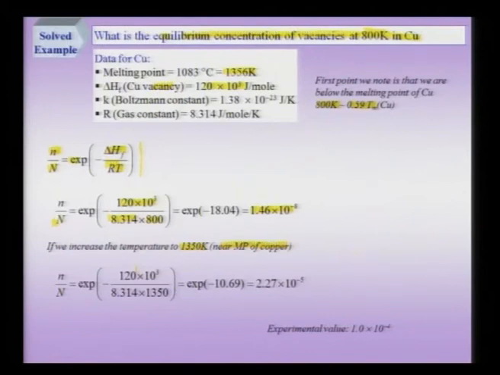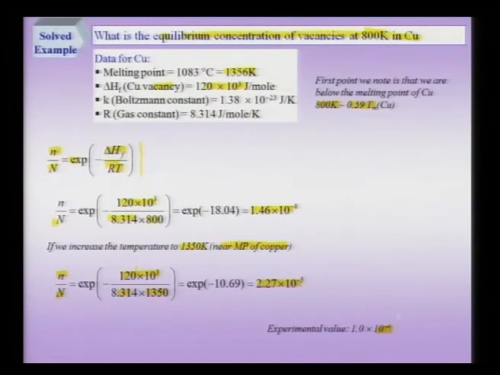So, at 800 Kelvin, the concentration of vacancies is pretty small. Now, suppose I heat my sample further to close to the melting point of copper. Now my temperature is 1350, other quantities remain as before, and I get my n by N value to be about 10 power minus 5. So, there is a 3 orders of magnitude change in the concentration of vacancies, and the typical value which has been observed by measurements, for very many ionic and metallic materials, is of the order of 10 power minus 4.